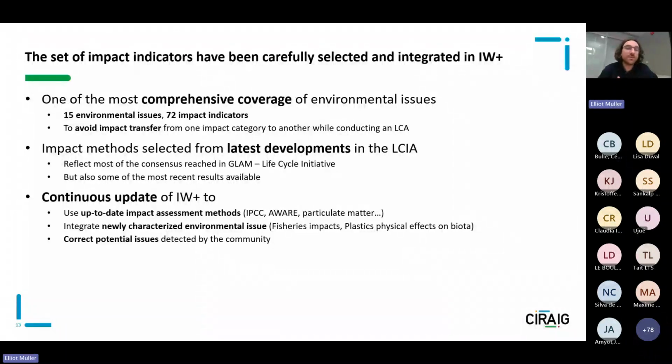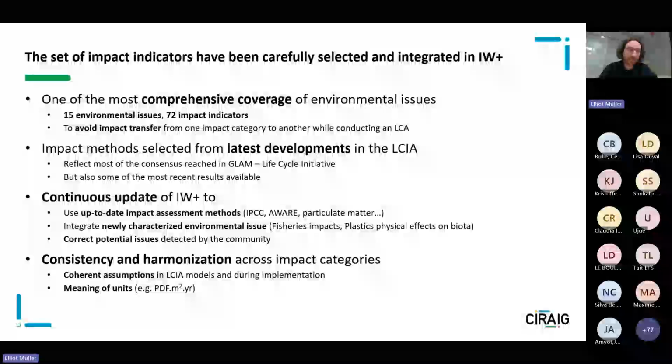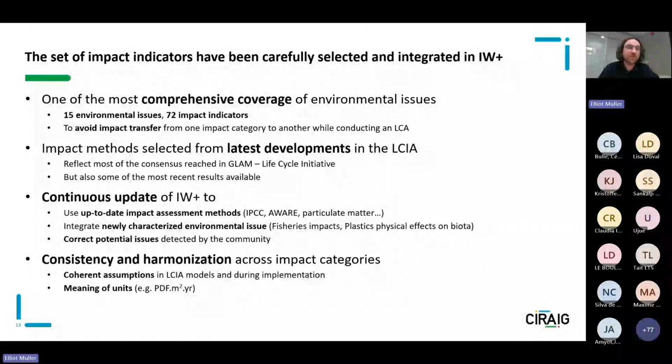Finally, a big point that was very important during the development of Impact World Plus, and that is still now in the update process, is the idea of consistency and harmonization across all the impact categories. So that means that the assumptions we are using and that are used in the LCIA models that we select, and during the implementation of the LCIA models, need to be coherent among the different indicators.